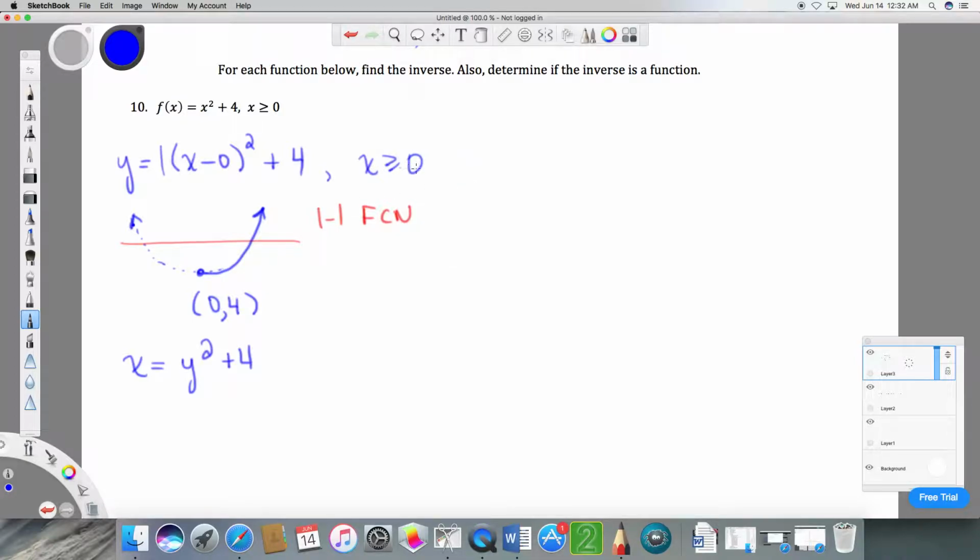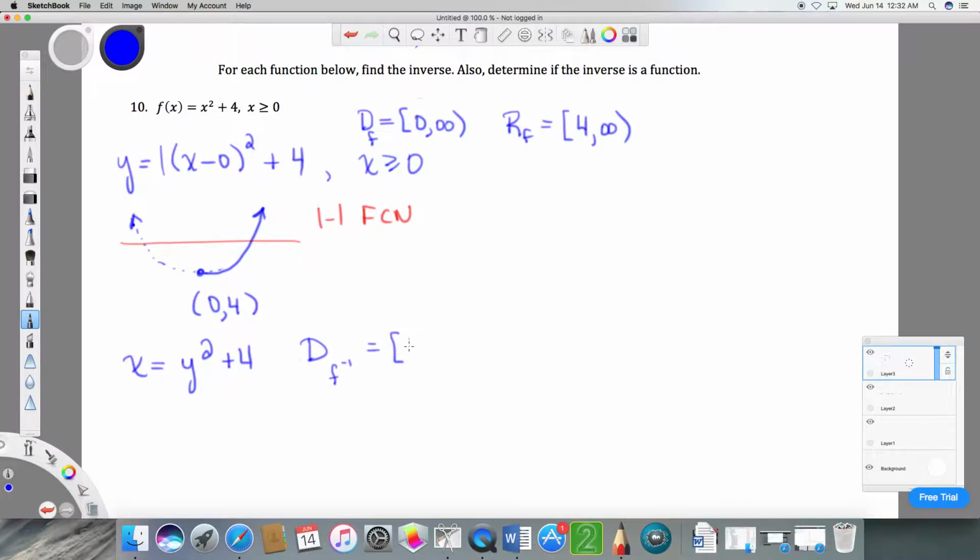Now, the domain and range have also switched. This x was greater than or equal to 0. The domain of that, x greater than or equal to 0, you would write in interval notation with a bracket, 0 to infinity. And the range of this, since it opens upward, it has a minimum point, a minimum y coordinate. But this range now becomes the domain for this inverse function.